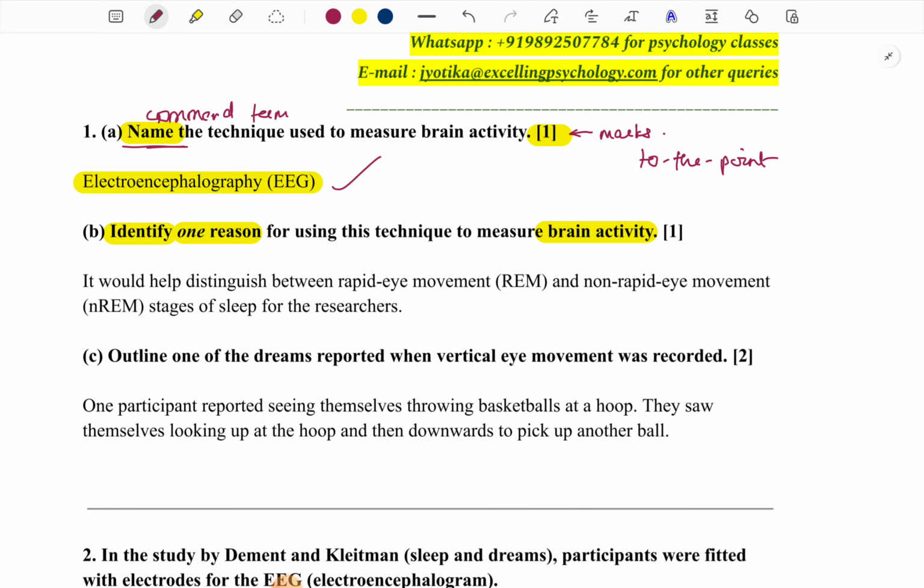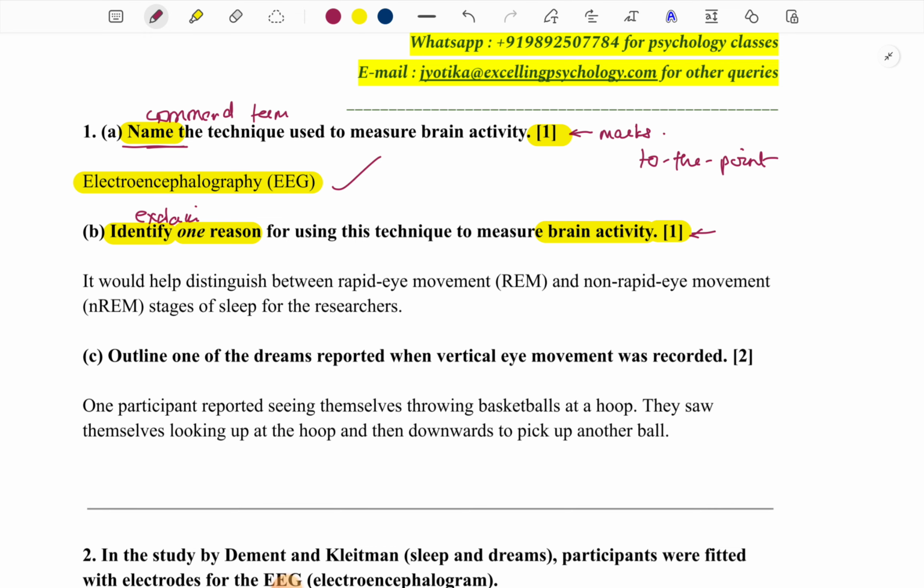But of course, you can always look at the marks for better indication and understanding. The marks help you understand that if it was a 2 marks question, you would have to explain. Then in that case, the command term would have been explain. But here it's just identify. So they just want you to state the reason without getting into too many details. That is what identify indicates.